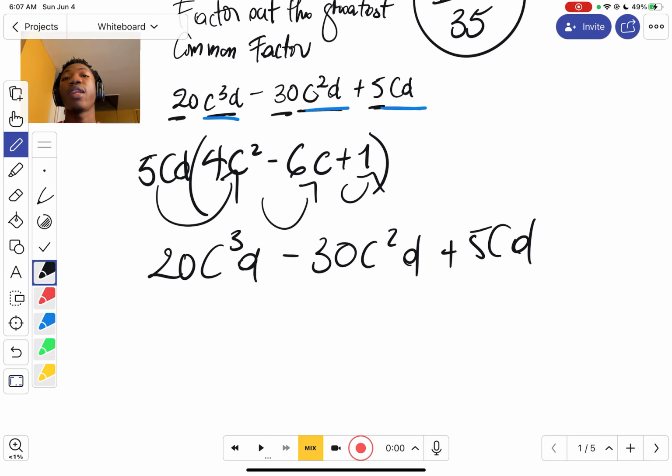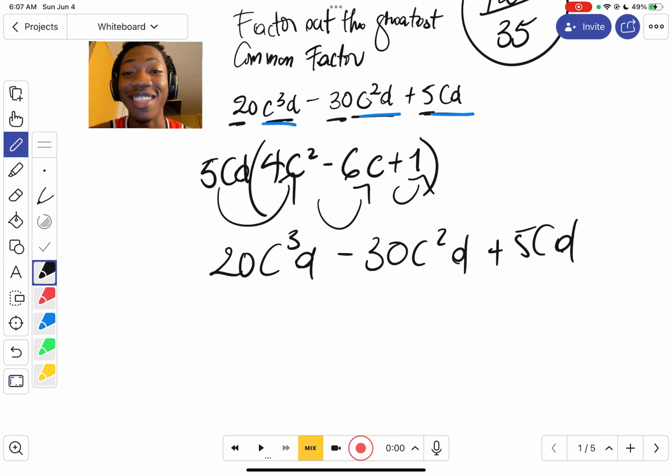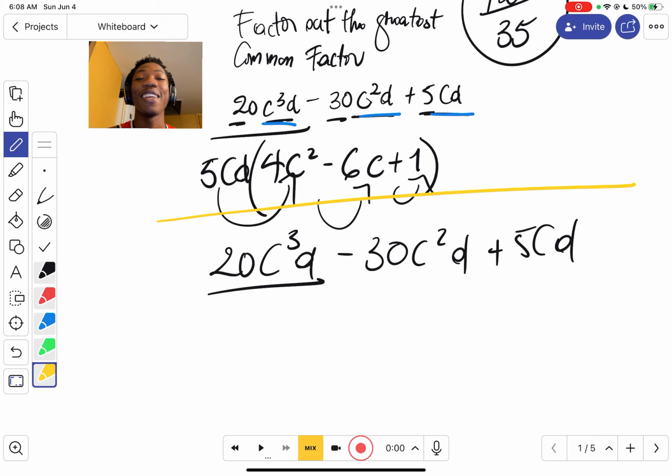So is it the same thing that we have? It came back to the problem that we had at the beginning. Yes. So we have 20C cubed D, minus 30C squared D, plus 5CD. So this is our final answer: 5CD times (4C squared minus 6C plus 1).